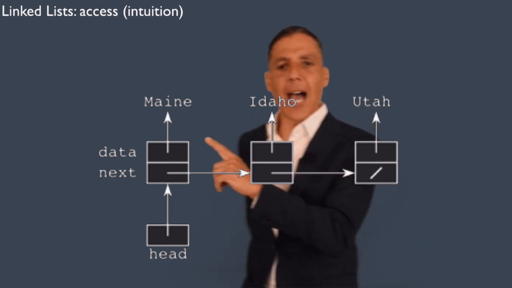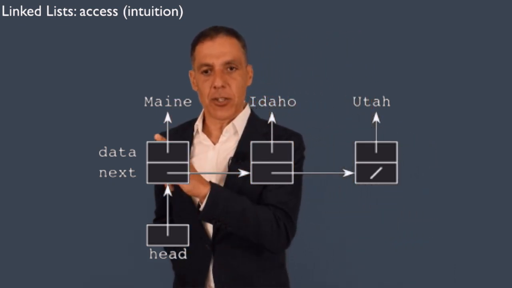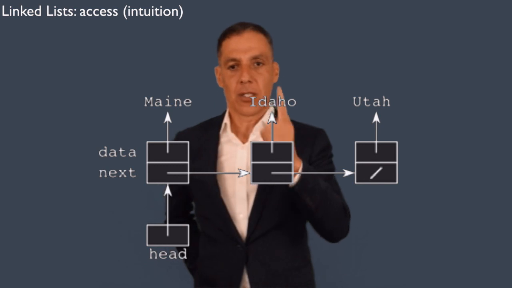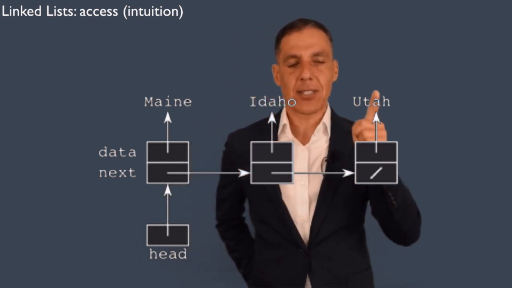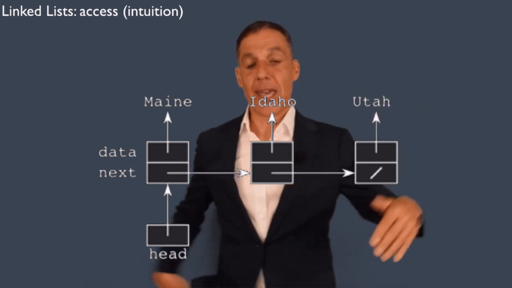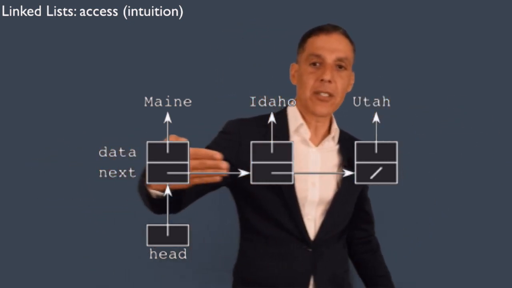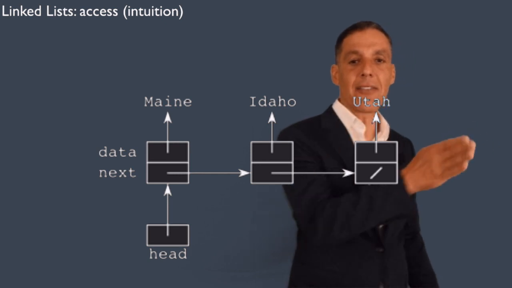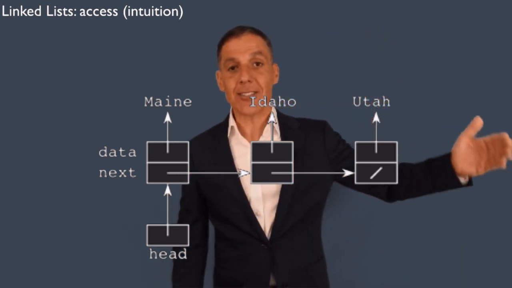So if I want the ith object in the list, I've got to start at the beginning, count 0. Go to the next, count 1. Go to the next, count 2. Go to the next, count 3. And when I get to i, I have to stop. That is, I have to walk down the entire linked list until I get to the ith element, because notice there's no way of accessing that directly.